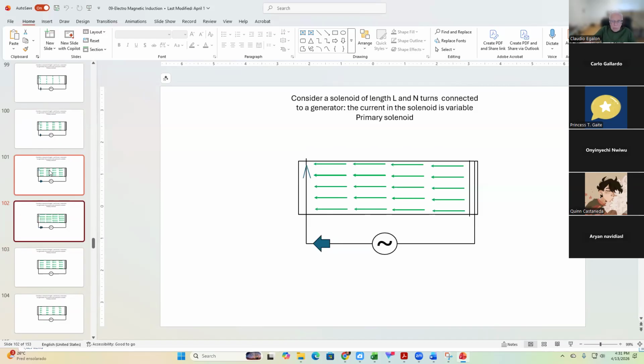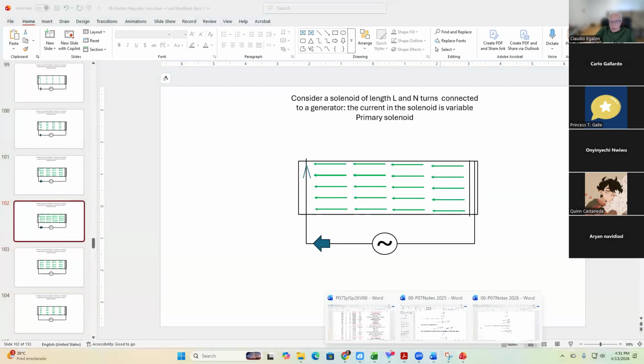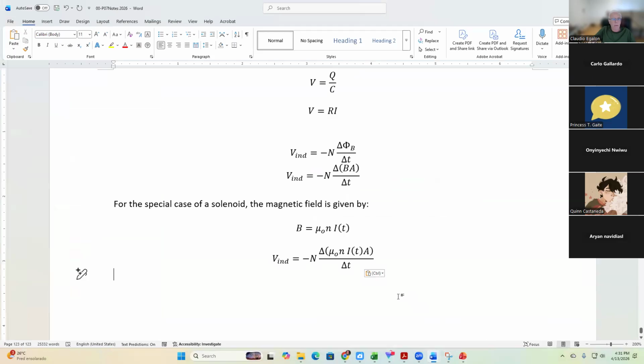Okay? So let's get to our notes now. Get back to our notes. For the special case of a solenoid connected to a generator, its magnetic field is going to be given by this relationship that you see right in here.